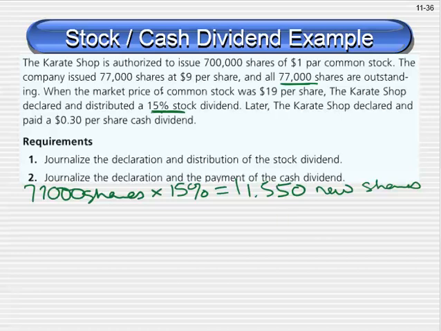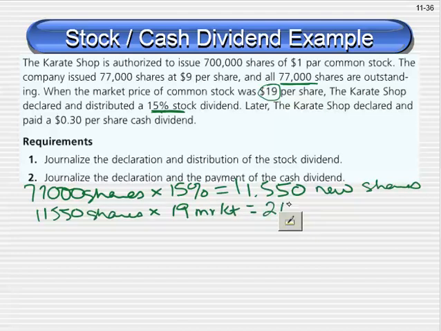This is a small stock dividend because it's less than 25%. So we need to debit our retained earnings at the market price. The market price here is $19 per share. So if we take 11,550 new shares and multiply that times the $19 market price, we get $219,450.